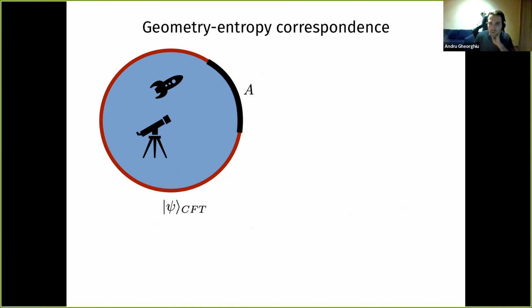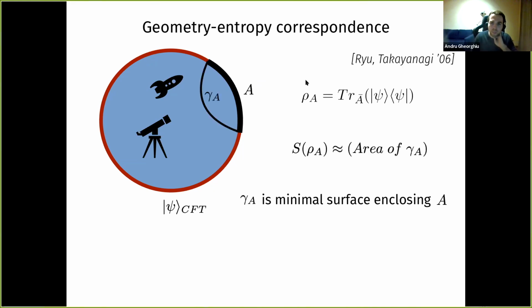So the idea that leads to this is if you consider, for instance, a state that is supported on this boundary of some size A, then famously we know from the Ryu-Takayanagi formula that the entropy of this state should be, to leading order, the area of some sort of minimal surface that encloses it in the bulk.